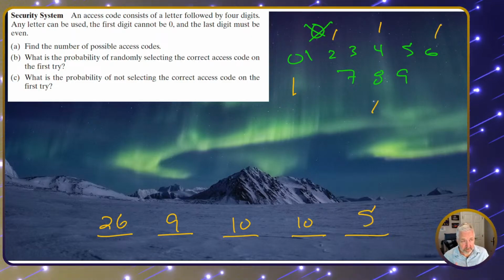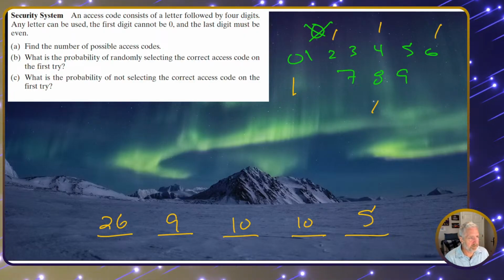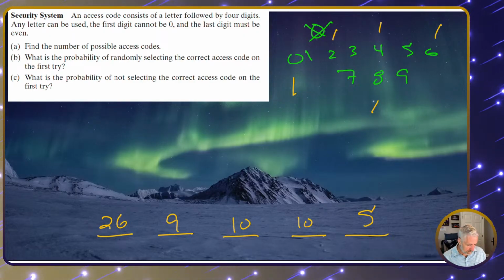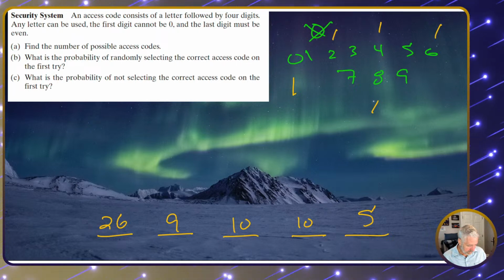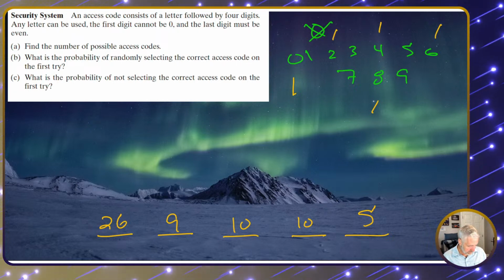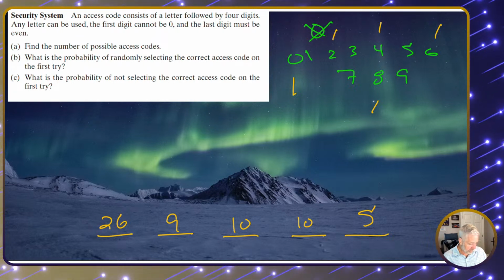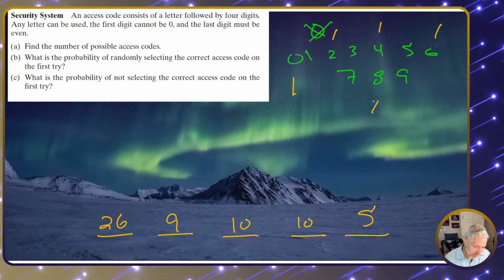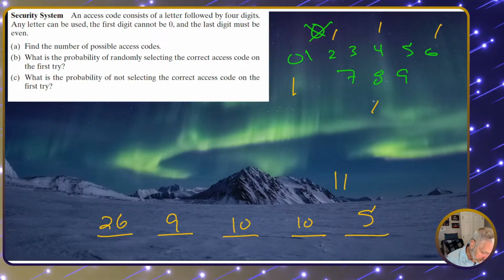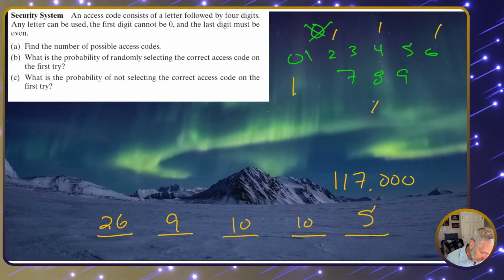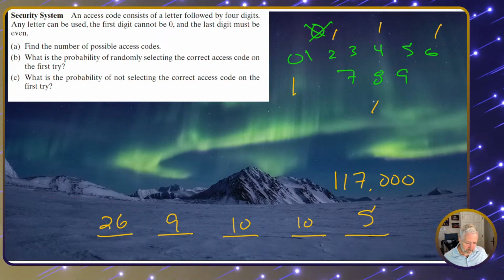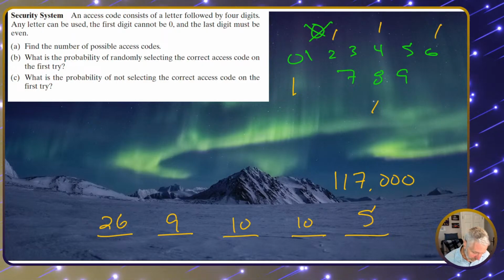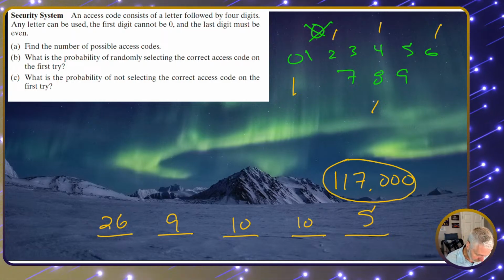Now, I'm going to multiply these to find out how many possibilities we've got for access codes. So I've just got 26 times 9 times 10, 10 times 5. 117,000. So your answer to this problem is 117,000.